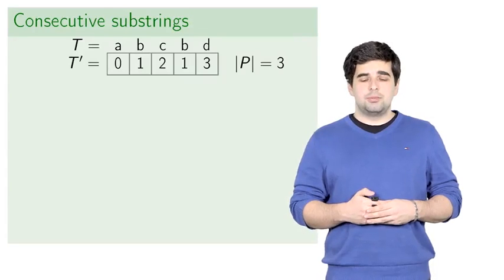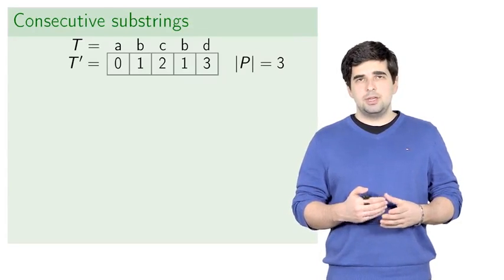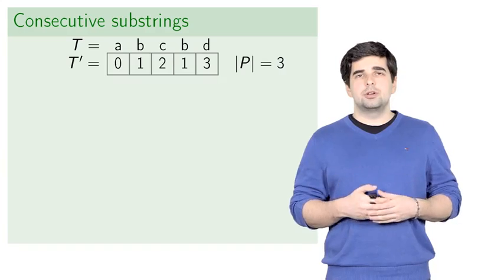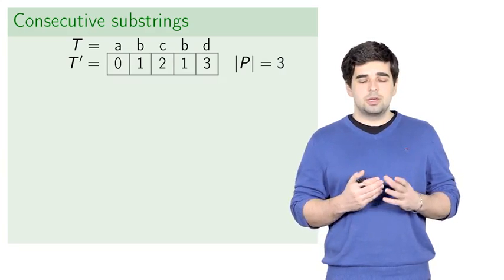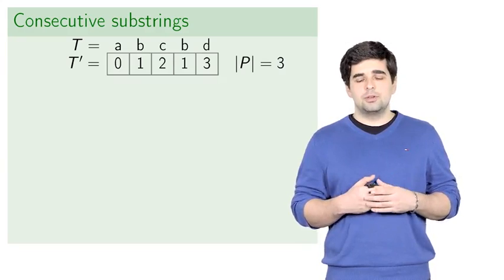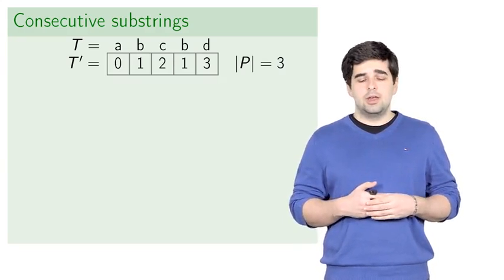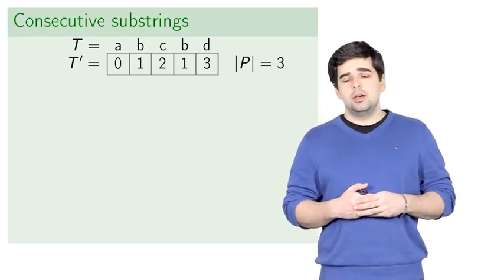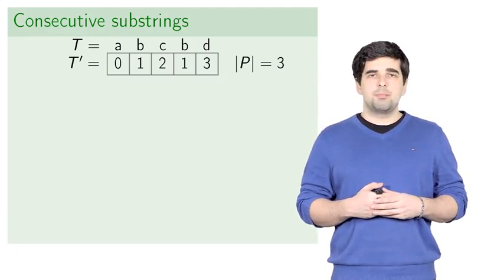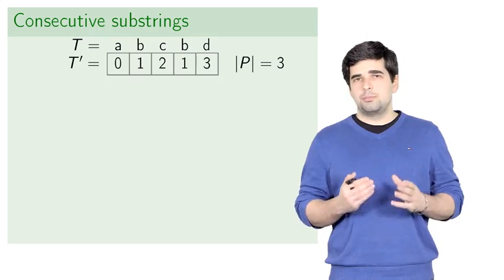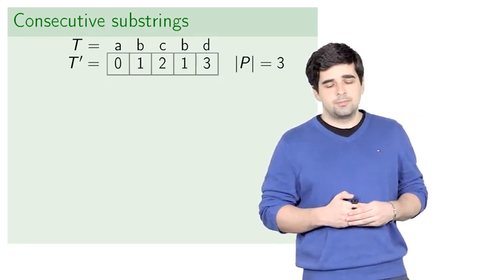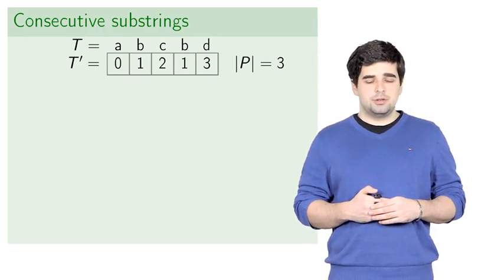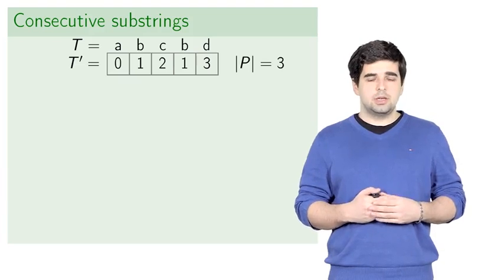Now let's look at the example. Our text is ABCBD, and we need to convert the characters to their integer codes. And let's assume for simplicity that the code for A is 0, for B is 1, for C is 2, and for D is 3. Then our text is actually 0, 1, 2, 1, 3. Also, we will assume in this example that the length of the pattern is 3. We don't need to know the pattern itself, we just fix its length. So we will need to compute hash values for the substrings of the text of length 3. There are 3 of them: ABC, BCB, and CBD.